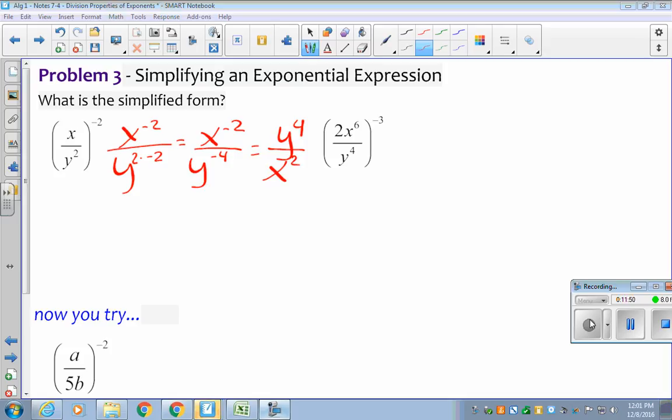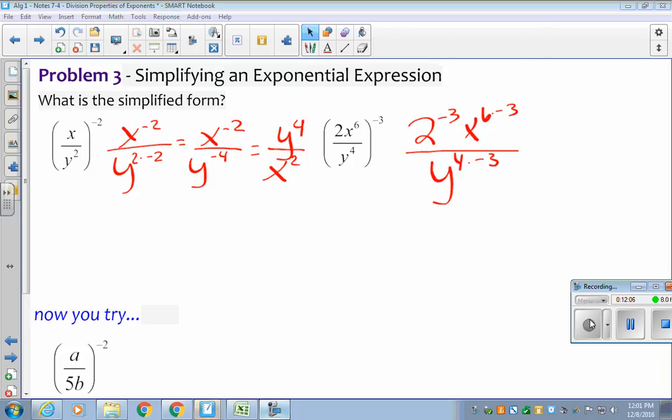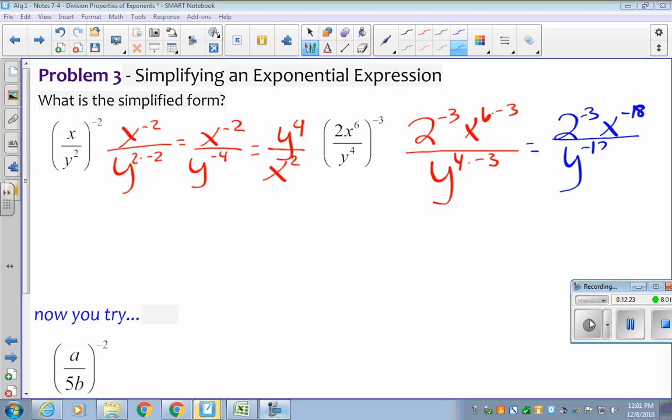Let's take a look at that scenario here. We have 2 to the negative 3, x to the 6, and it gets the negative 3 also. And my y to the 4 gets the negative 3. Everybody gets it, whether they want it or not. Let's simplify this down. It's 2 to the negative 3, x to the negative 18, because 6 times negative 3 is negative 18. And then y to the negative 12.